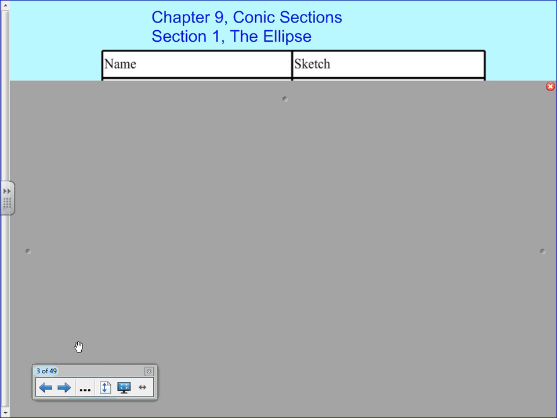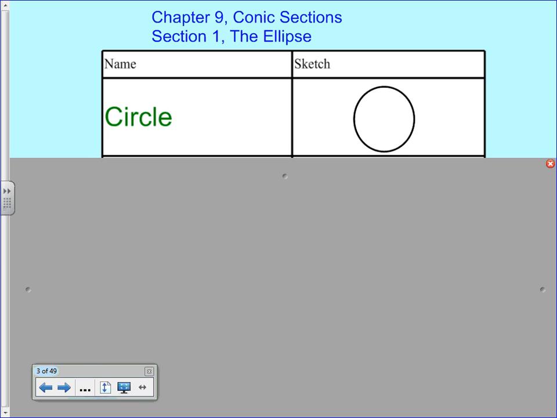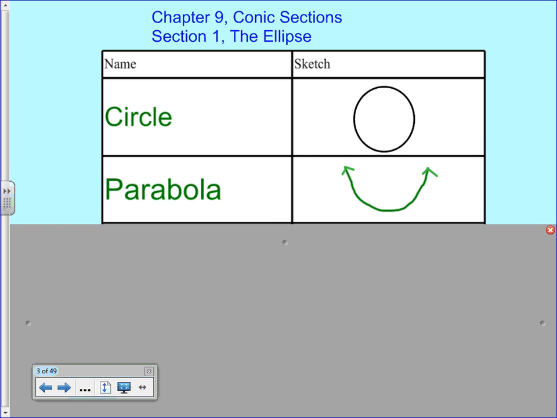So on your notes, let's just add the first conic section, the one we know the most. It's the circle. And so the name, of course, circle, and there you see a sketch of a circle. But then the other conic sections are these. The parabola, and that's one that you know. You've worked with the parabola a lot. You are going to learn a few new things about the parabola in this section, in this chapter. But the parabola is another conic section.